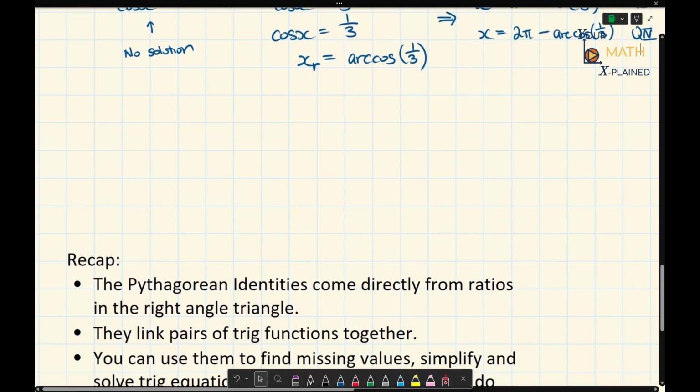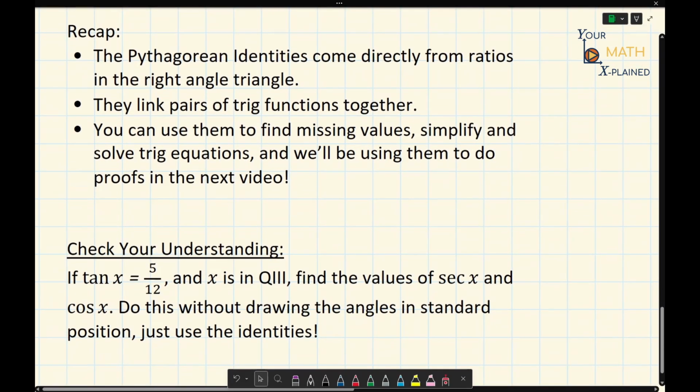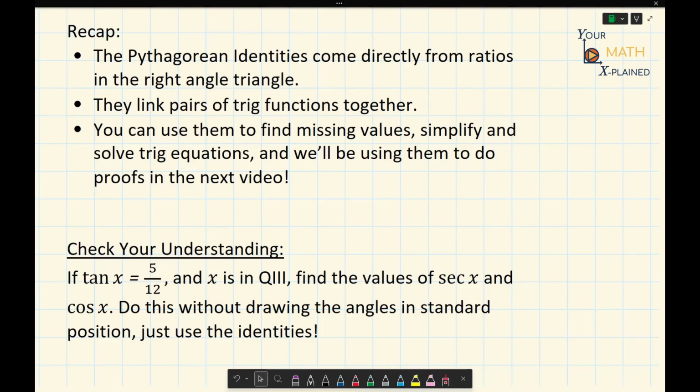And now let's do a quick recap of everything that we covered in this video. We learned that the Pythagorean identities come directly from ratios in the right angle triangle, and they link pairs of trig functions together. You can use these identities to find missing values, simplify, and solve trig equations, and we'll be using them to do proofs in the next video.